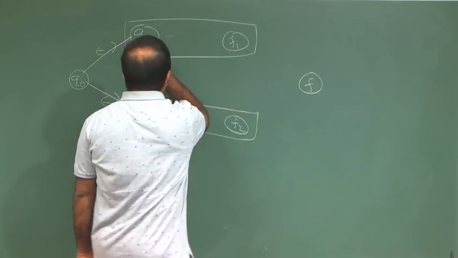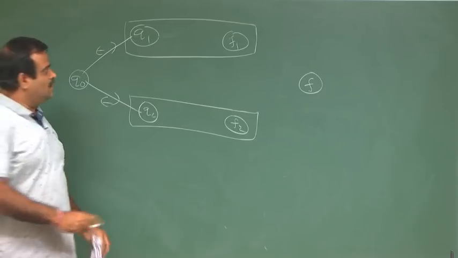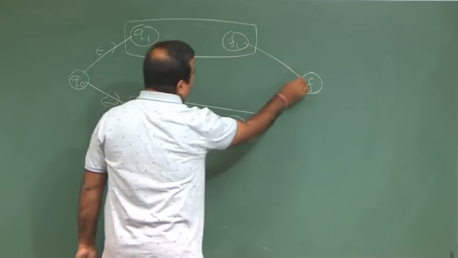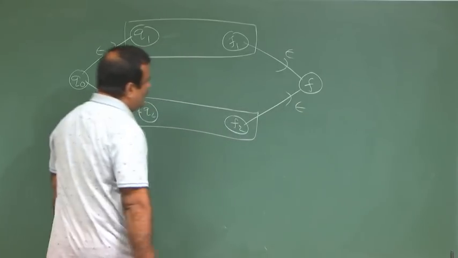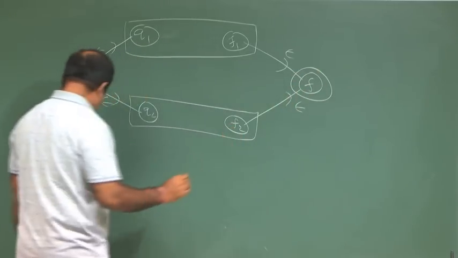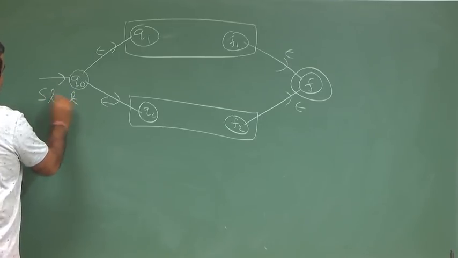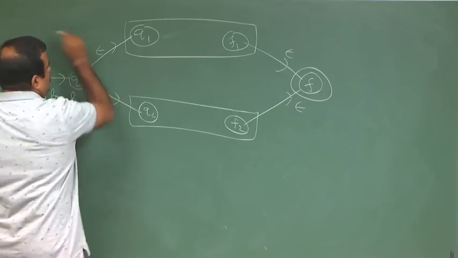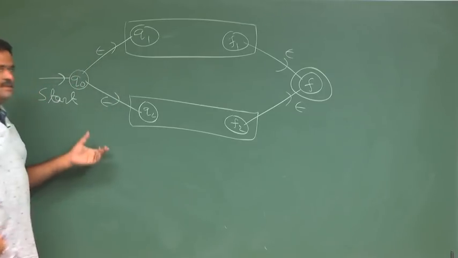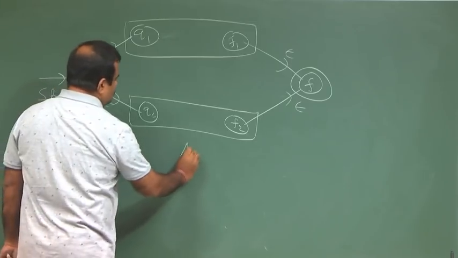Then we have the moves for M1. Then from here to here we have an epsilon move. From here to here we have an epsilon move. And this is our final state, and this is our starting state. Okay. So, this is our M. This is the ε-NFA which is accepting the language.